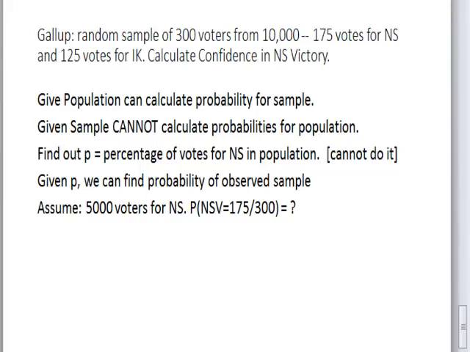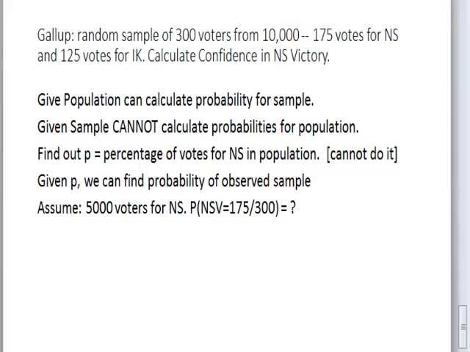Now there is something we can calculate. What is the confidence that we can have in such a statement? It is not how many times it will be true and how many times it will be false. So maybe if it's a 95% confidence, then in 20 elections, Gallup will be wrong once.